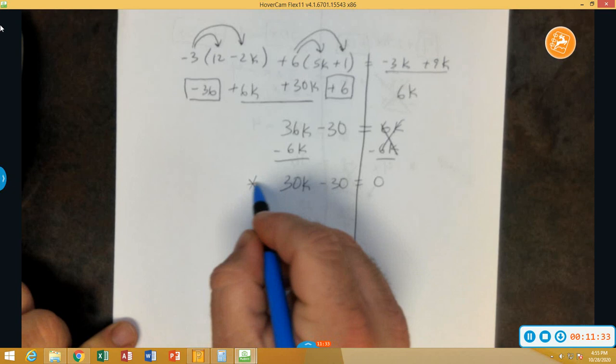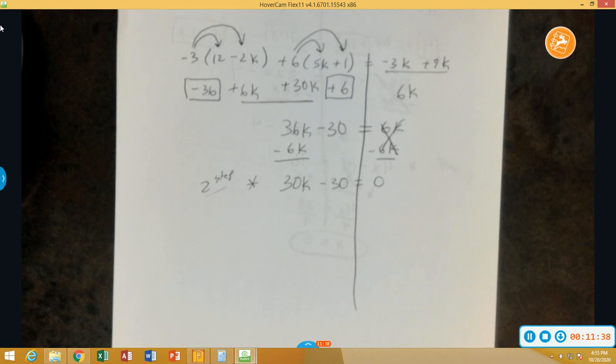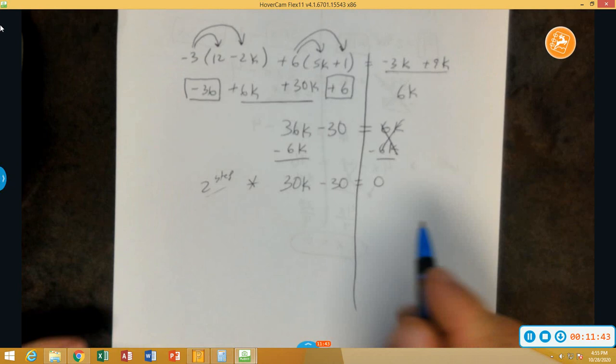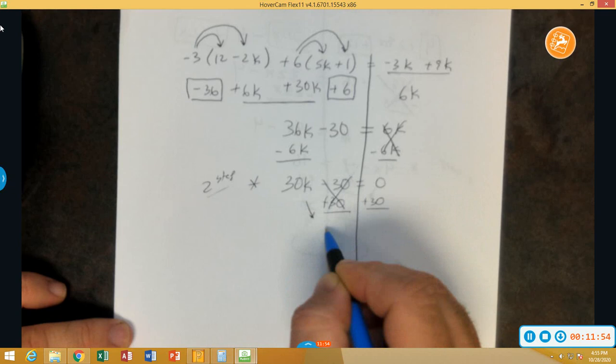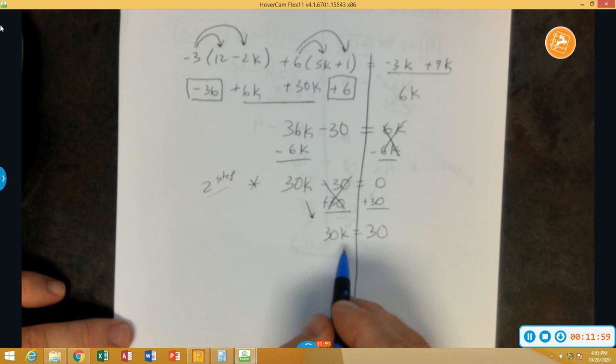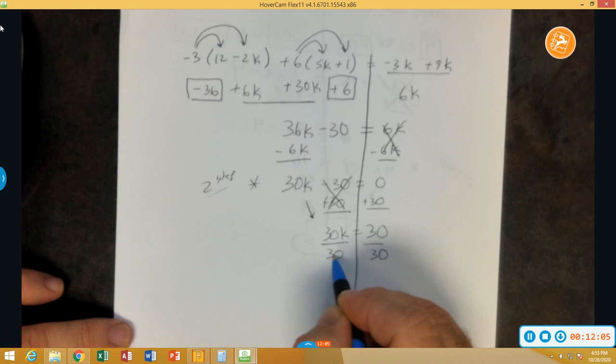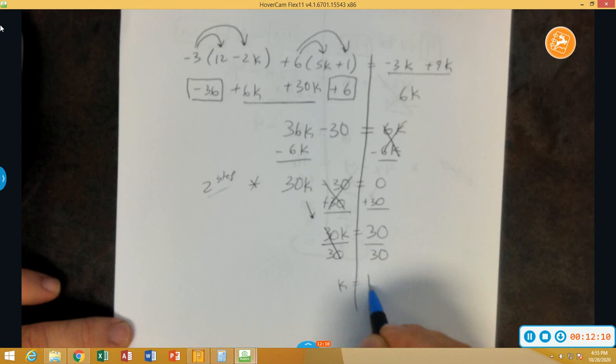Here is our two-step equation. We're now ready to do step three, which is to work the two-step or the single-step equation. So the first thing we're going to do, instead of subtracting, we're going to add. Minus 30 plus 30 cancel each other out, bringing down the 30k. 0 plus 30 is 30. And since this is multiplying, we undo it by dividing. 30 divided by 30 is 1. 1 times k is k. 30 divided by 30 is 1. And so we get k equals 1.